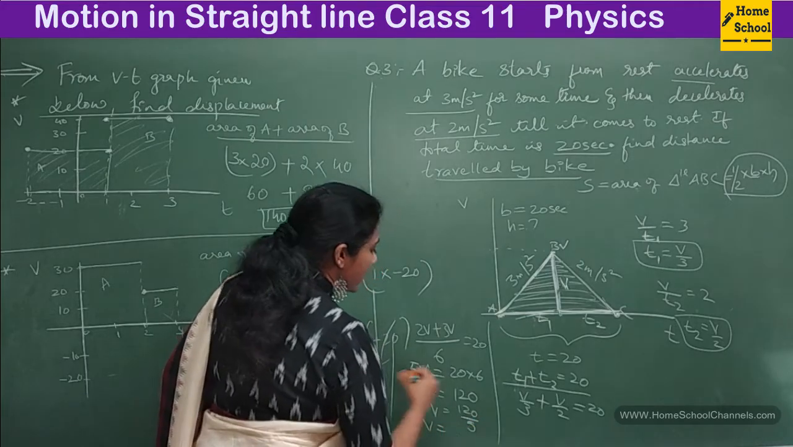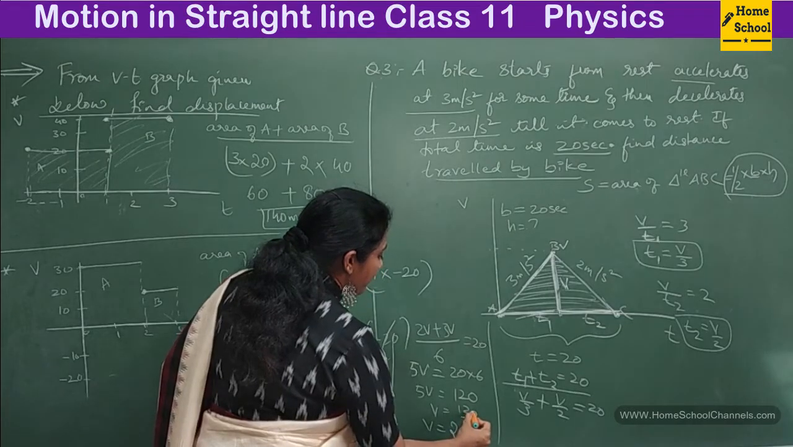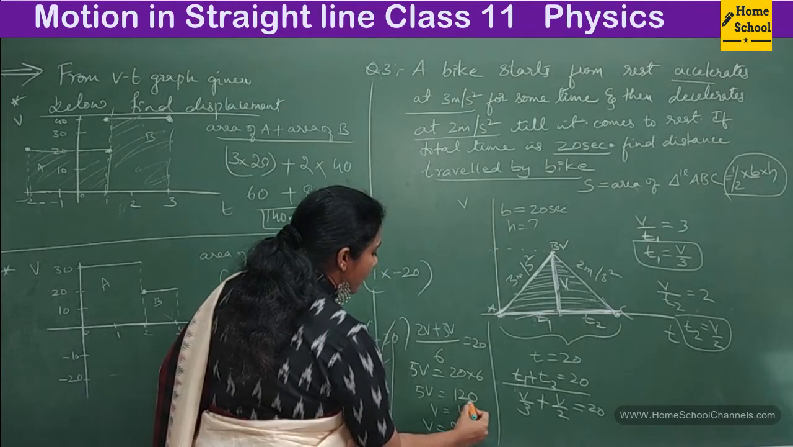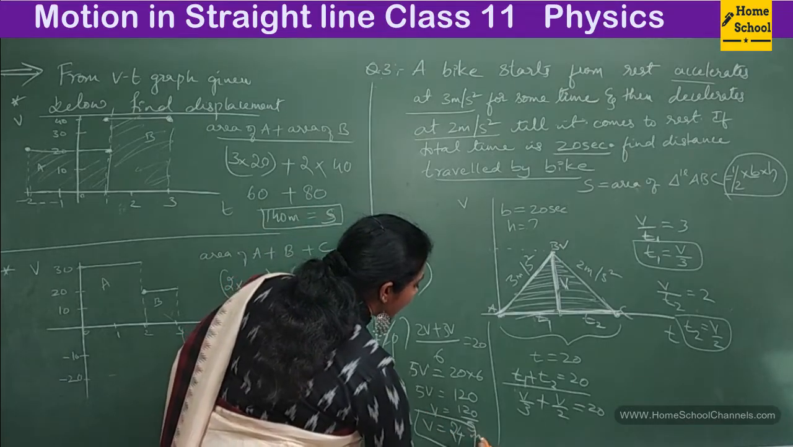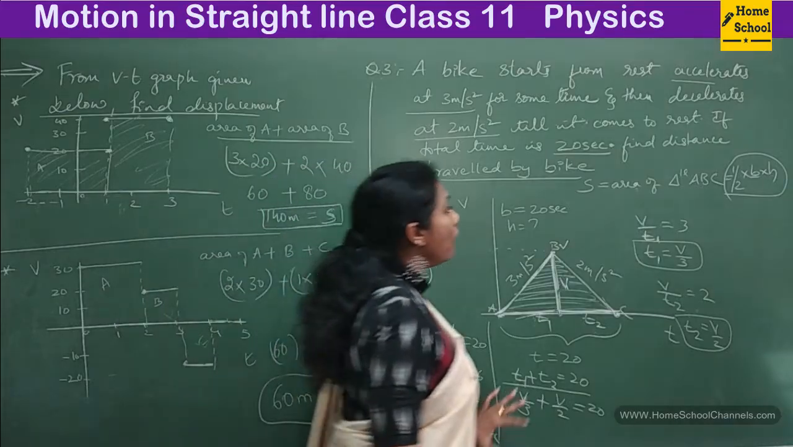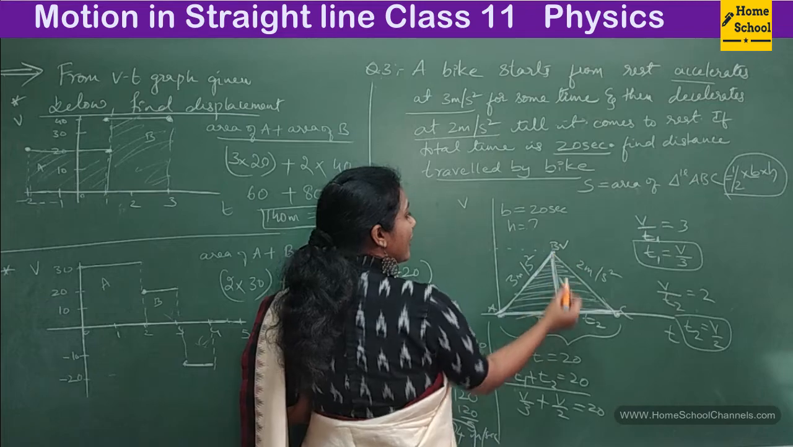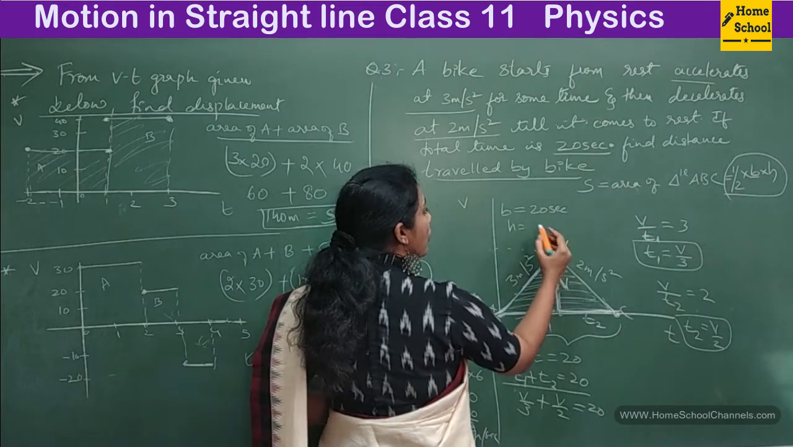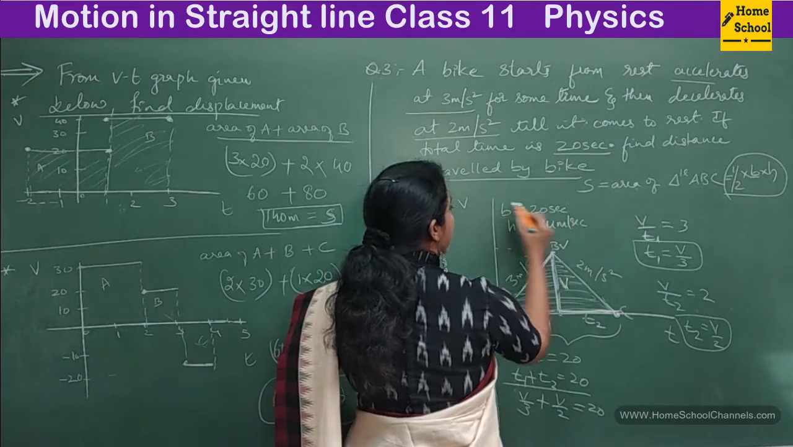So v is equal to how much, guys? 5 ones are 5, 5 twos are 10, 5 fours are 20, so v is equal to 24 meter per second. So we got the value of v. So that means height. V value is nothing but the height, right? So height we got to know, that is 24 meter per second.